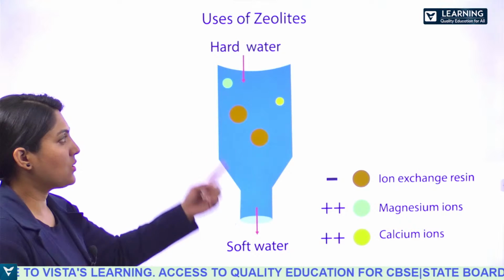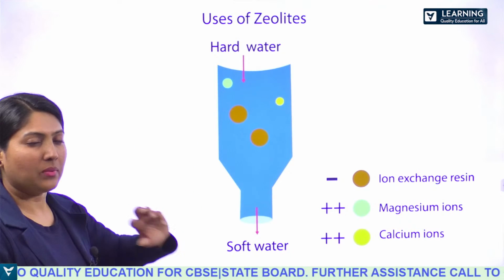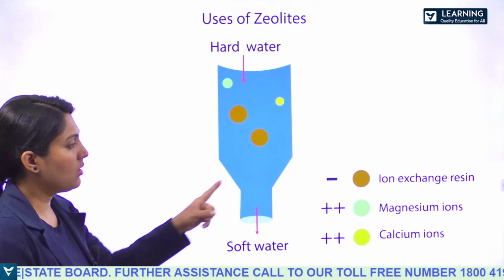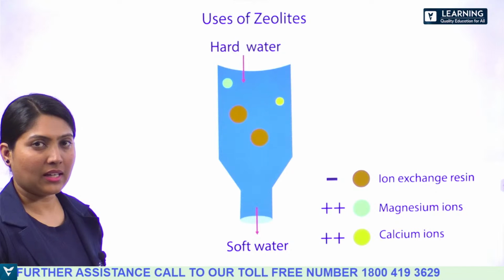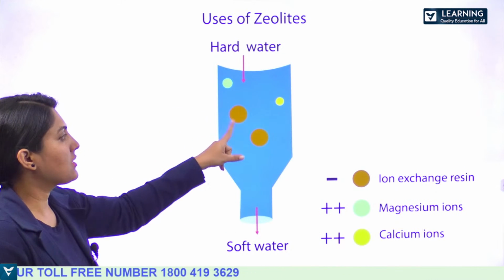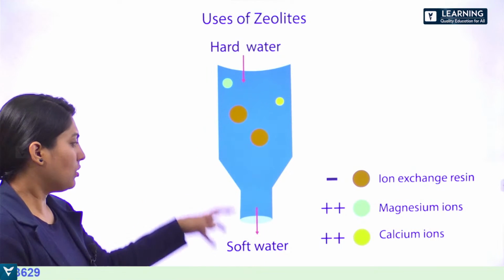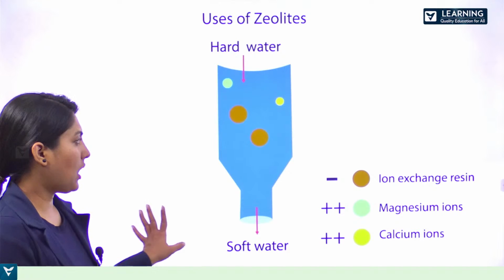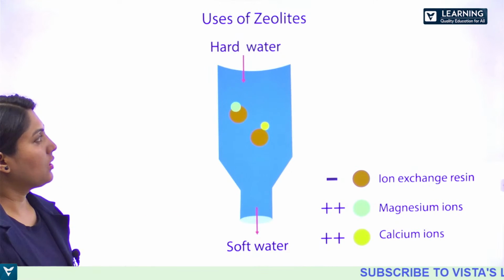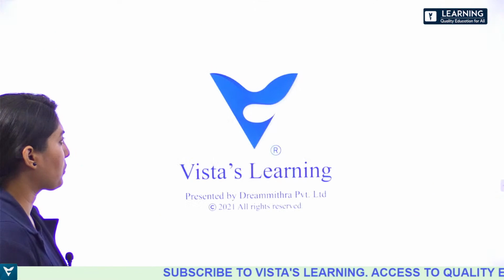So what happens, as we see, aluminium replaces silicon, and they can easily absorb the potassium, magnesium, and calcium. The ion exchange resins can easily attract these ions, and so soft water can be thrown out. So this is the conversion of hard water to soft water.